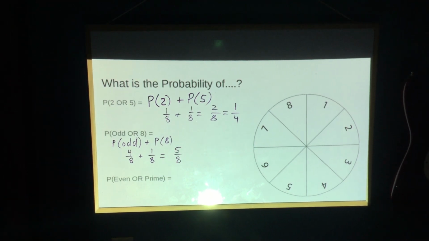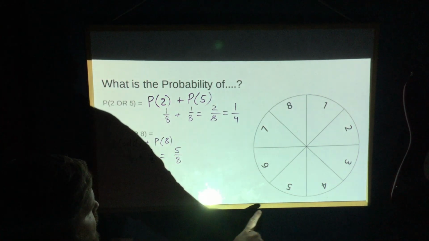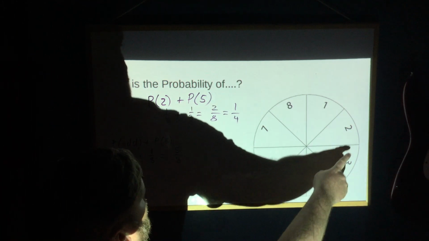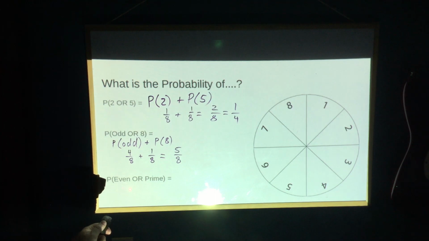This one is where it gets maybe a little bit weird. The probability of even or prime. So remember, the first thing you have to ask yourself is, can this happen at the same time or not? If not, it's mutually exclusive, like these two were. If they can happen at the same time, it is not mutually exclusive. Well, if we start looking at prime numbers, 7's prime, 5's prime, 3's prime, and 2 is prime. Not only is 2 prime, it is even. So this can happen at the same time.